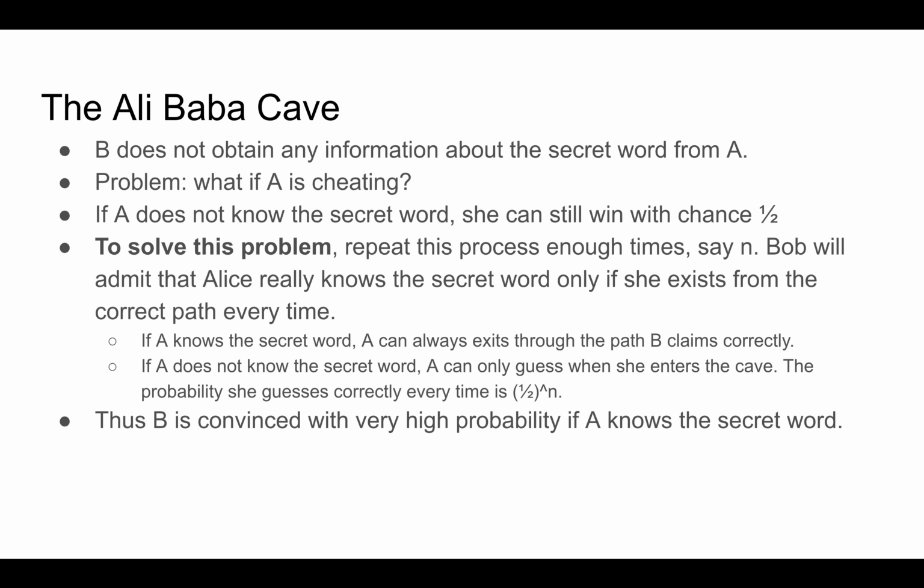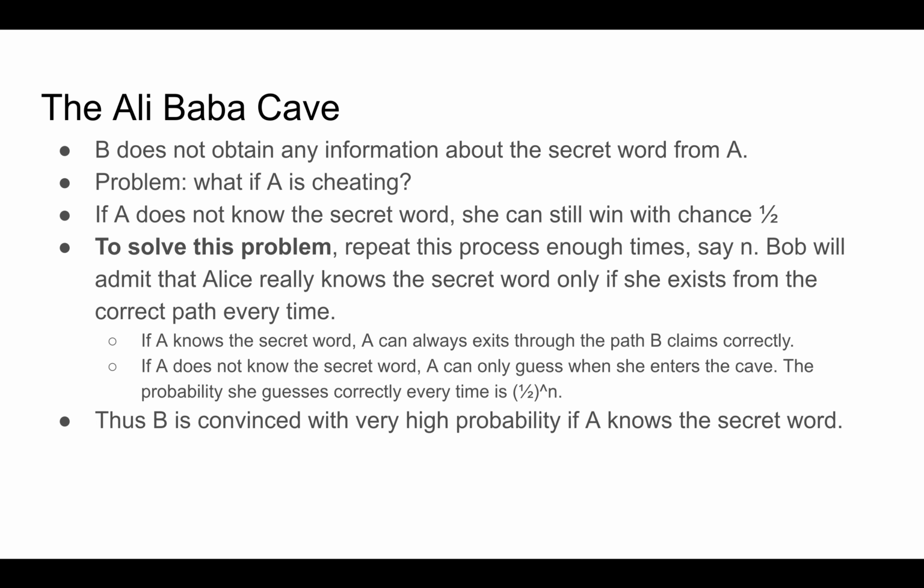To solve this problem, Alice and Bob should repeat the process, let's say, n times, for a large enough n. Bob admits that Alice really knows the secret word only if she exits from the correct path every time. Why can they solve the problem by repeating this process n times? If Alice knows the secret word, this case will be the same as doing the process one time, because Alice can always exit through the path Bob claims correctly. This is easy to see.